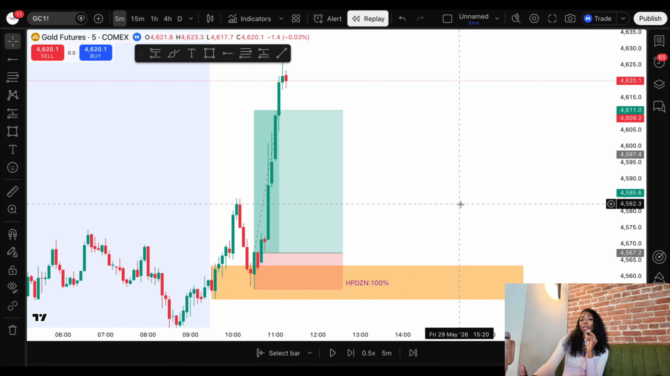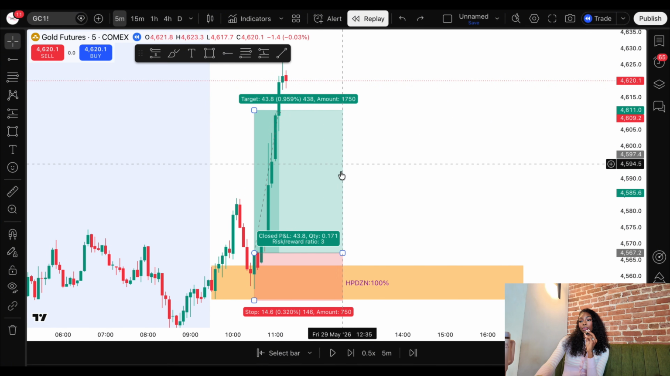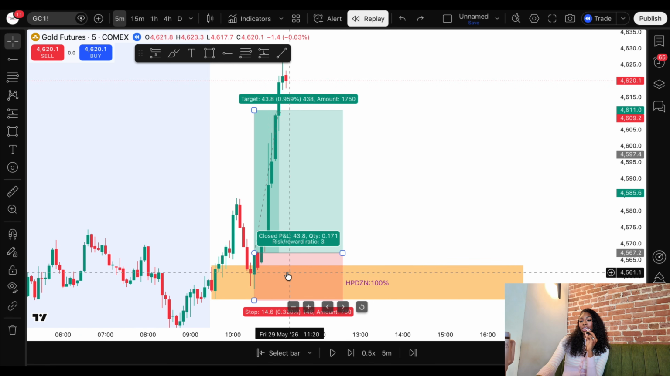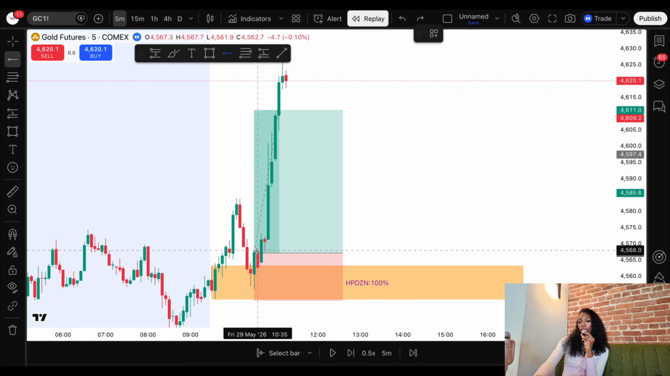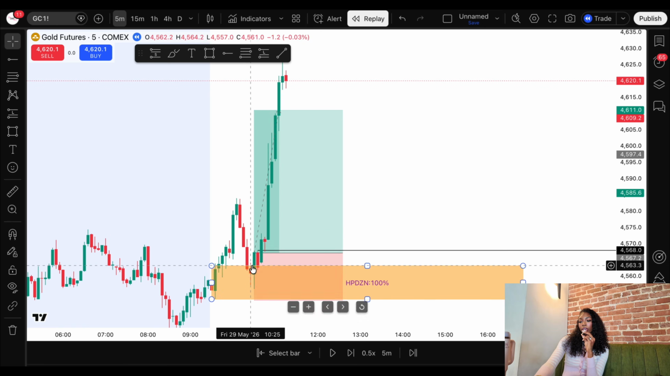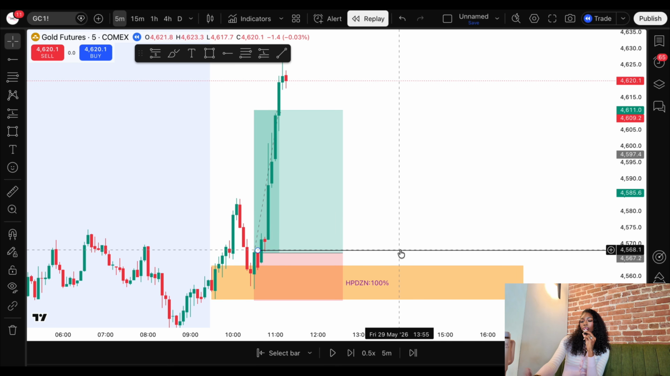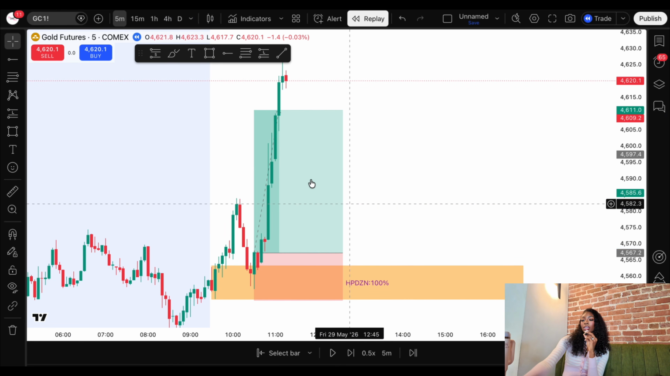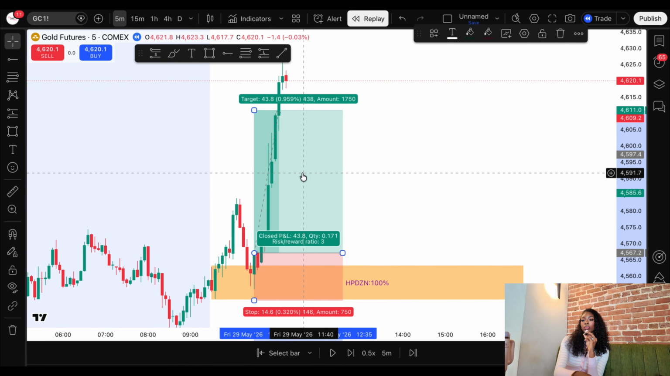It would have taken about 3 points off. So that's not terrible either, but hey, this would have been a nice opportunity to scale in. And as price is going up from here, passing that previous candle body, that would have been really tough. That would have been a nice trade to take. That was about 44 points.